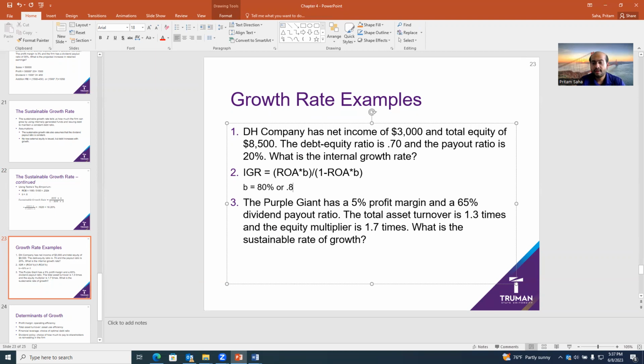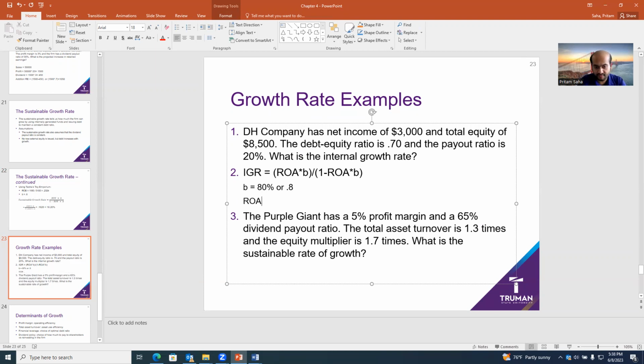0.8, right? But there is no direct information on return on asset, and we have to find it. Return on asset is basically net profit divided by total asset. They gave us the net profit, $3,000, but they did not give us total asset.